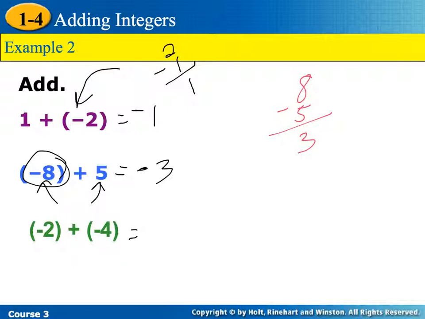-2 plus a -4. Are they the same signs? Yep. So find the sum. So I take 4 plus 2, and I get 6. So I have 6. The sign of the sum is the same, and I have negative. Look at that. 3 negative answers. -1, -3, -6. We're getting lower. Look at that. Nice work.